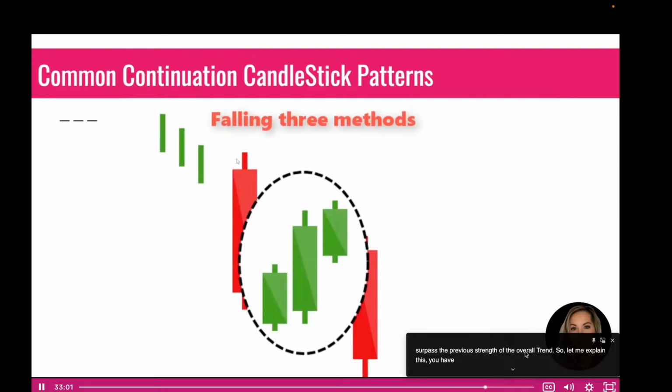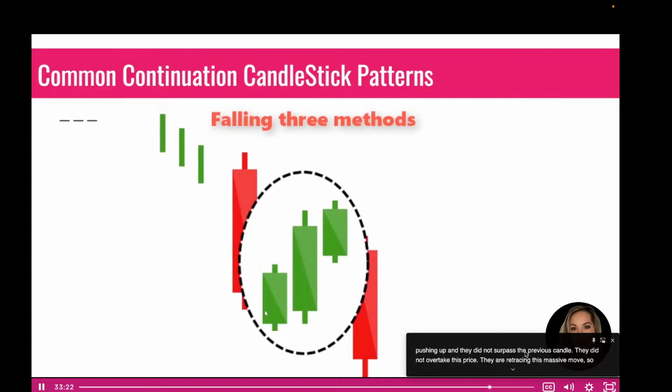You have a strong bearish candle. Then you have three bullish candles that are trying to push up. But they are not opening and closing above one another. They are pushing up, and they did not surpass the previous candle. They did not overtake this price. They are retracing this massive move.